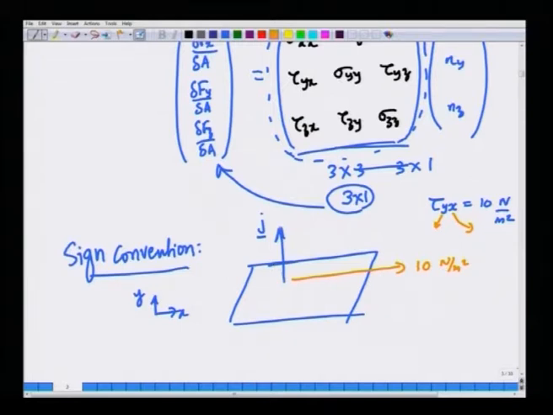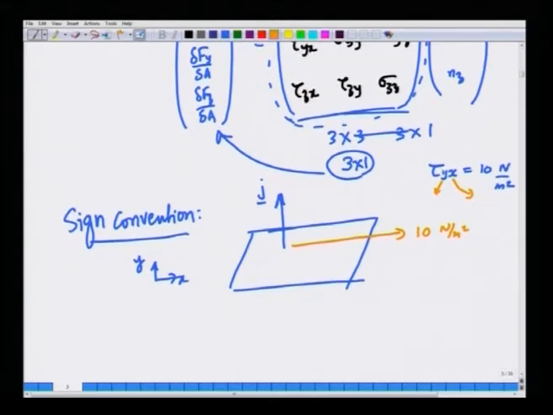on a surface whose unit normal is in the plus y direction. So, if you have the answer of the stress tensor to be positive, that means that both the direction of the unit normal and the direction of the force are positive.